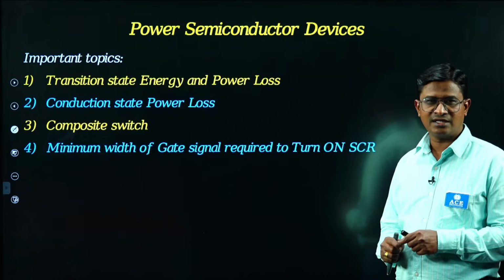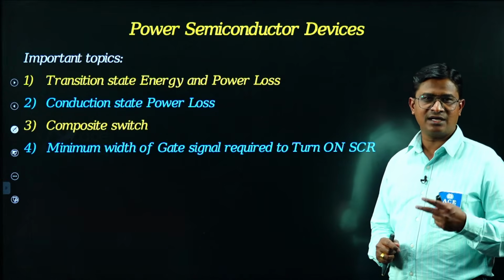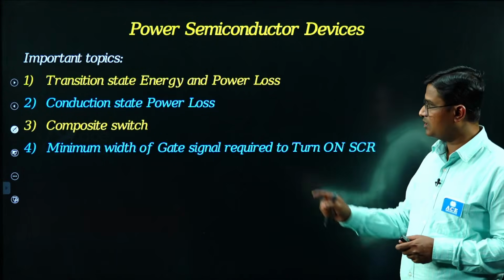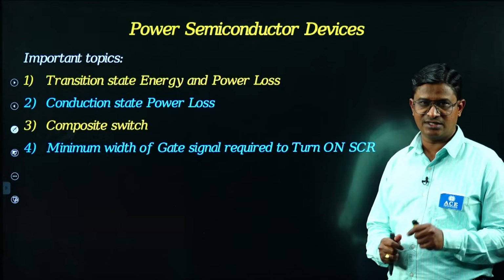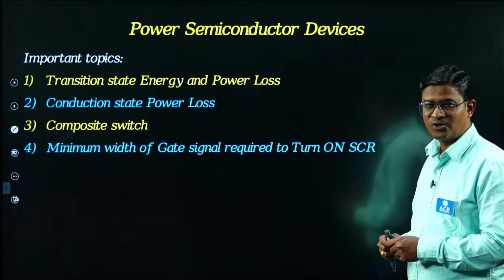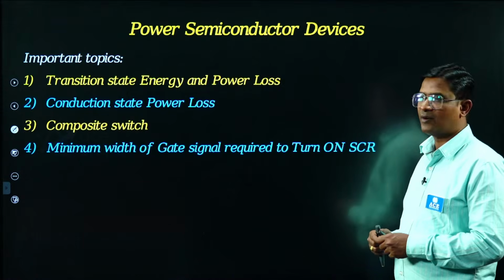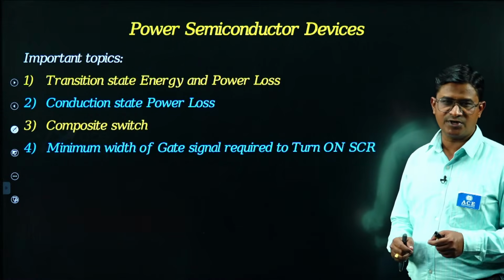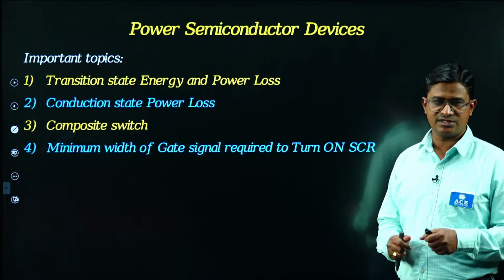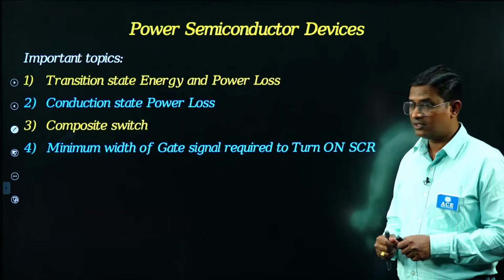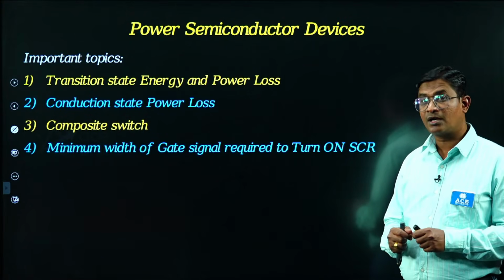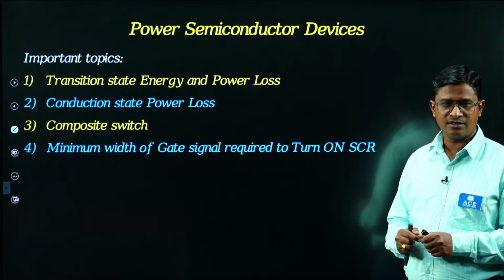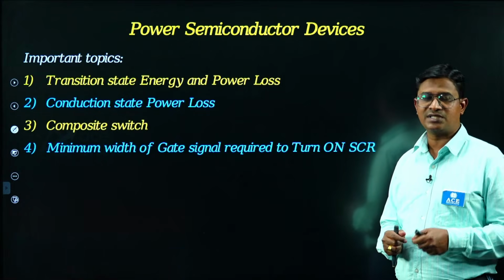We know in transition state there are two types, turn on transition and turn off transition. During our classroom sessions also we discussed this. The second important topic is conduction state power loss, that is P average, the average power loss during on state in a switch. Next, some questions on composite switches, like operating points of a composite switch.